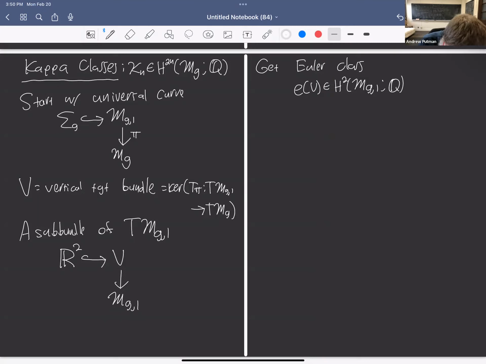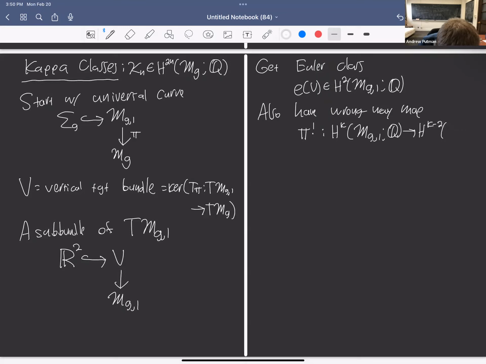And so remember, I have this map right here. So we also have a wrong way map, which we'll call pi upper exclamation point. That goes from H^k of MG1, again with Q coefficients, to, well, it drops cohomology by 2, drops degrees by 2, to MG with Q coefficients. There's lots of ways to construct this. The simplest to tell you just in words is to represent cohomology classes using de Rham cohomology.